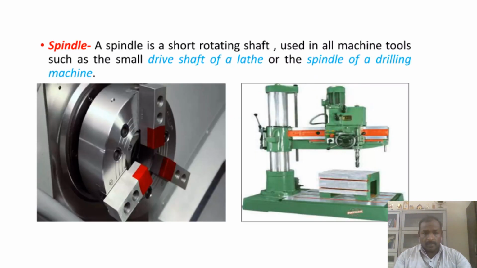Then the spindle. In the machine shop, you can see in the lathe we have a spindle. The spindle is a short rotating shaft used in all machine tools, such as the small drive shaft of a lathe or the spindle of a drilling machine, which are examples of shafts.